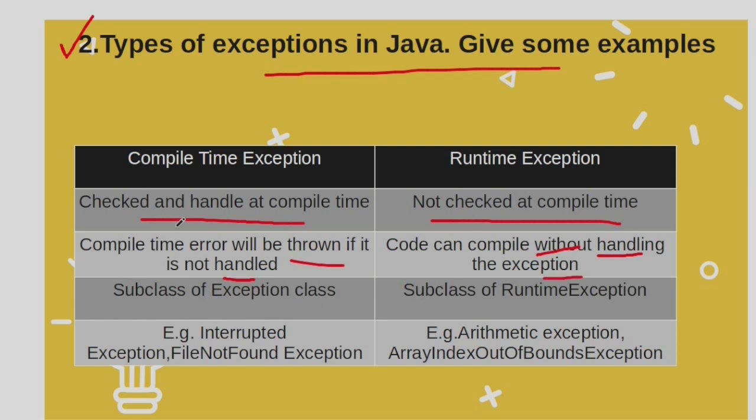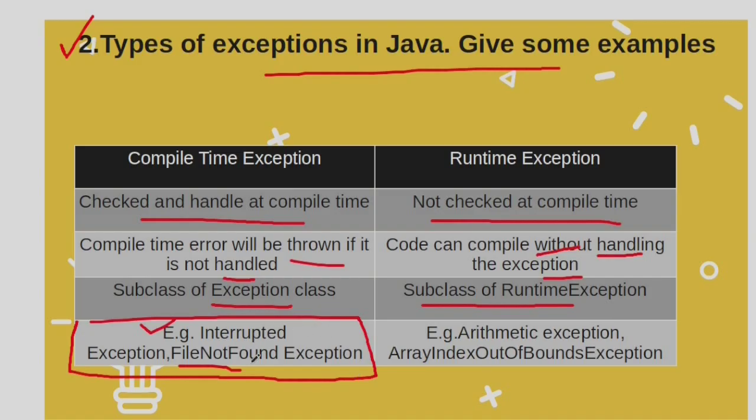The compile time exception is a subclass of the Exception class, and the runtime exception is a subclass of Exception as well, since RuntimeException internally inherits the Exception class. Examples of compile time exceptions are InterruptedException and FileNotFoundException. This kind of exception you have to handle whenever it can be thrown. What about runtime exceptions? Examples are ArithmeticException or ArrayIndexOutOfBoundsException.